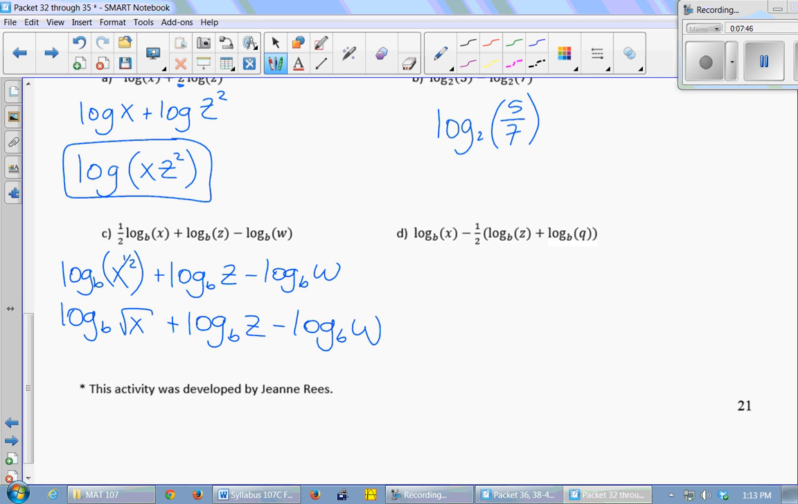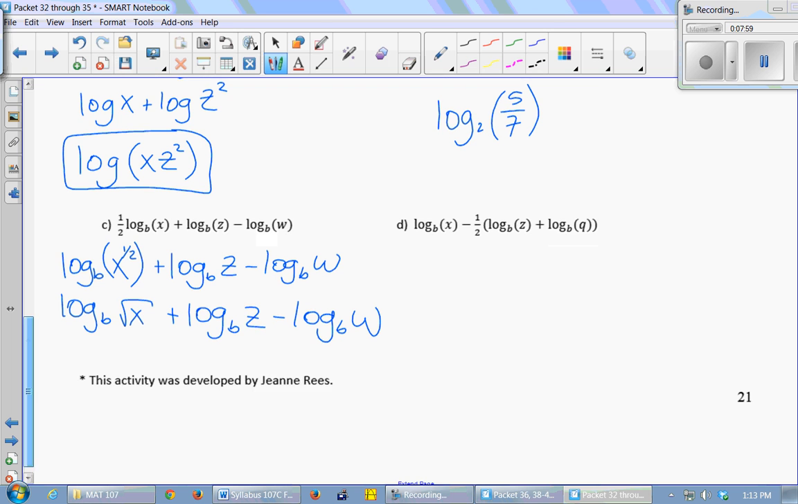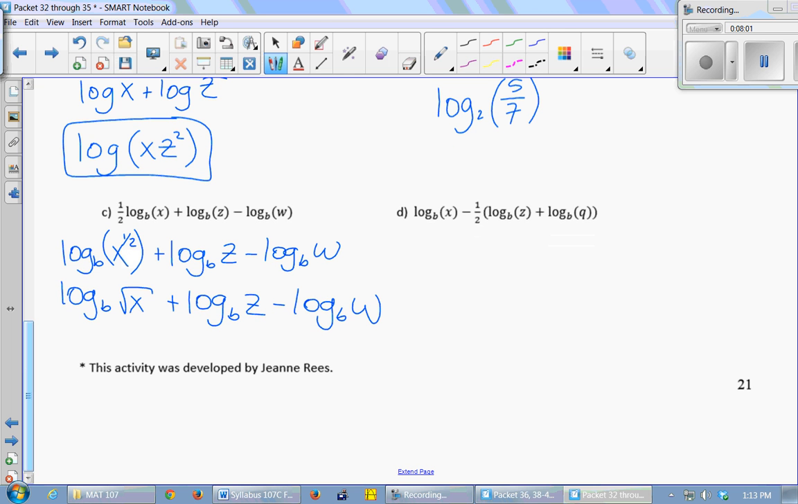You might get sick of writing these things over and over again, but like I said, just do one rule at a time. Until you've done like 5 million and you know you won't make a mistake, just apply one rule at a time. All right, so now I've got 2 things that have log base b. I can combine them into a single logarithm where I multiply the inputs. So this will be log base b of square root x times z, and then minus log base b of w.